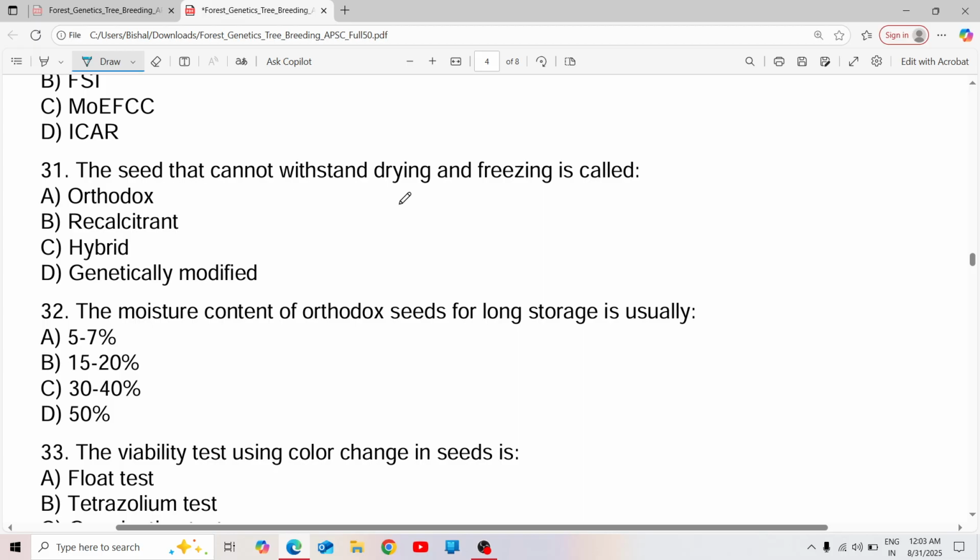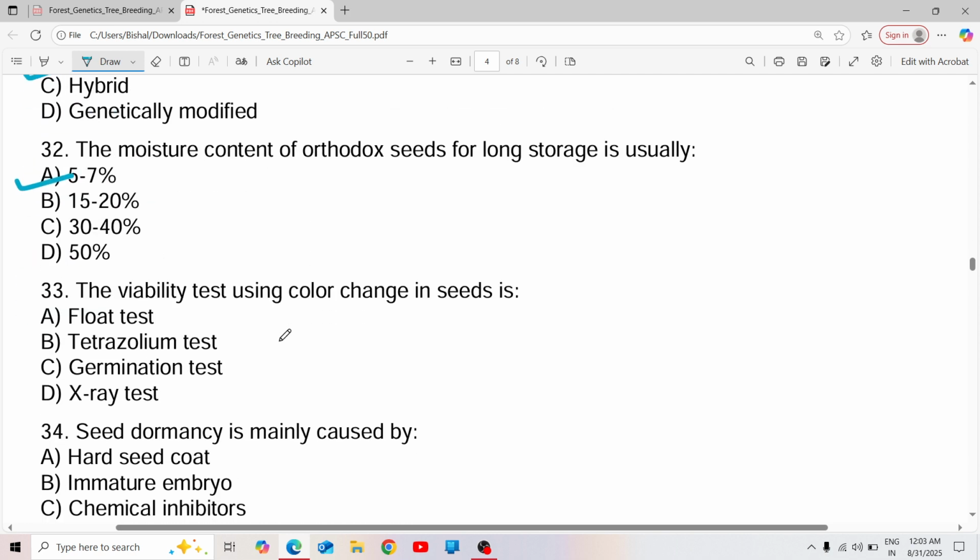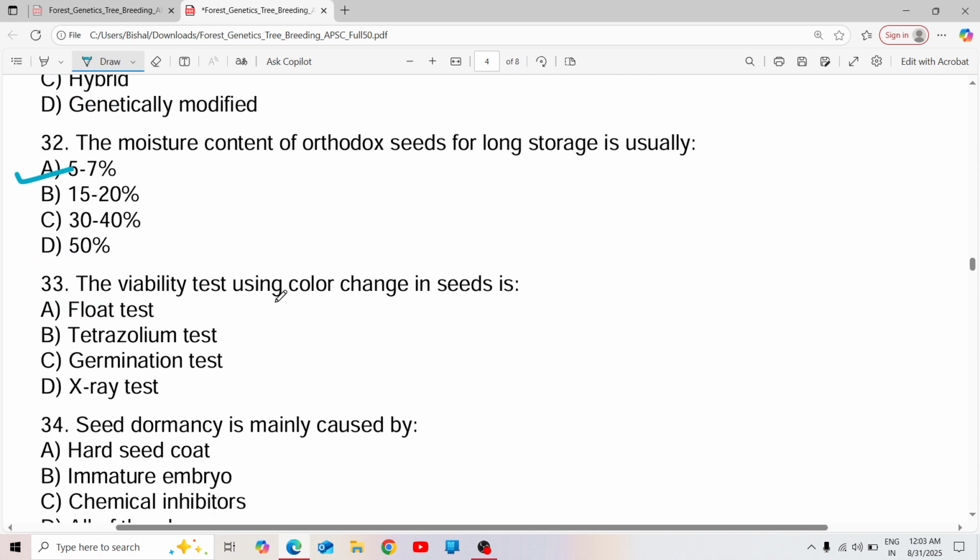The seed that cannot withstand drying and freezing is called recalcitrant. The moisture content of orthodox seeds for long storage is 5 to 7%, which is the correct answer. The viability test based on color change in seeds is: float test, tetrazolium test, germination test, or X-ray test. So the viability test will be the tetrazolium test.